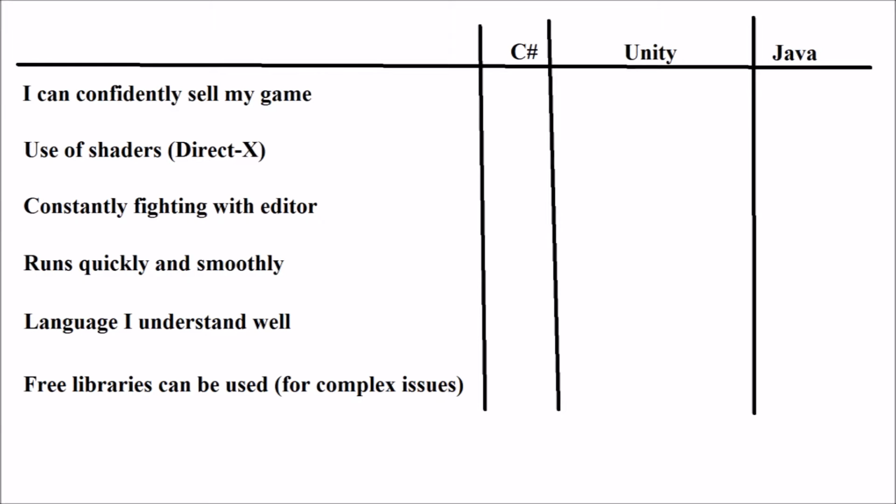So the things I need to think about are, can I confidently sell my game? This is something I just talked about, right? If I can't sell my game, or if I don't understand the laws and everything else, then I can't confidently sell my game. So I have to put in a con in C# because of that. However, Unity and Java, I can sell my game. I know that I can.